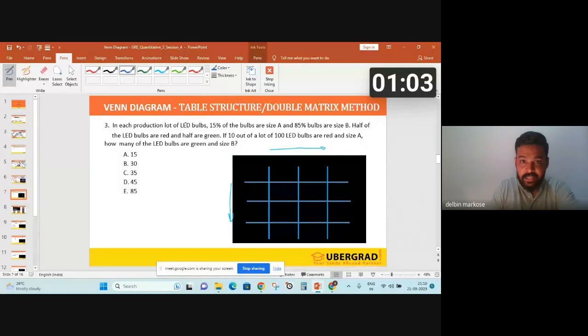Write the categories properly here. All I can see, they are talking about size A, size B, and then I think they are talking about color, red color, green color. So just 2 categories only. You can say size A, then size B. If you write size A and you are writing red color, you are missing a category. Size A, size B.